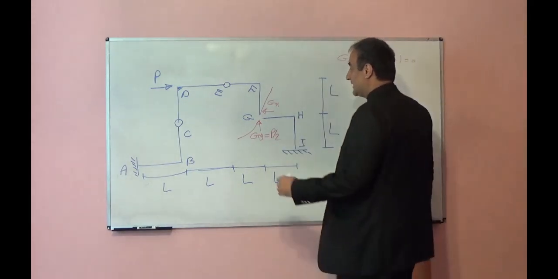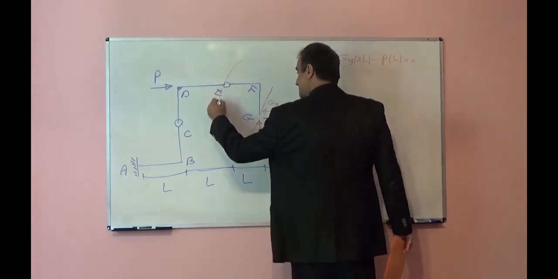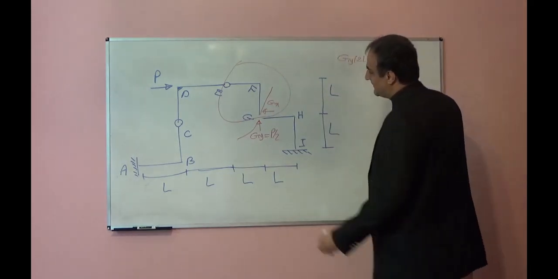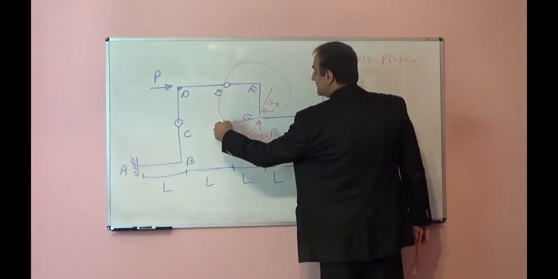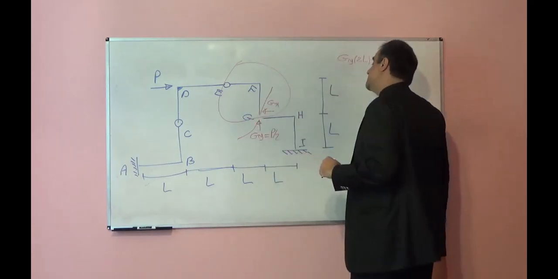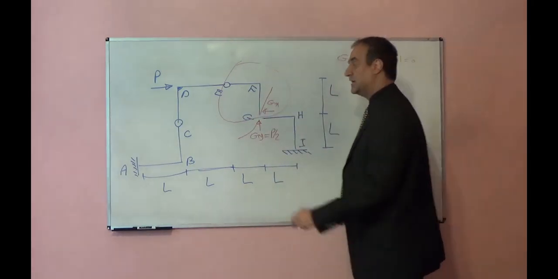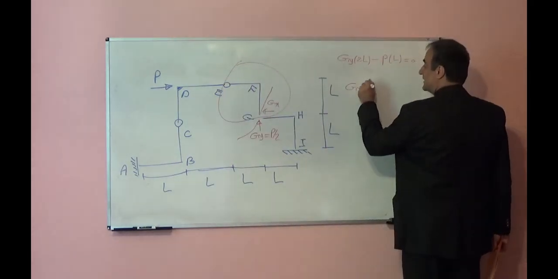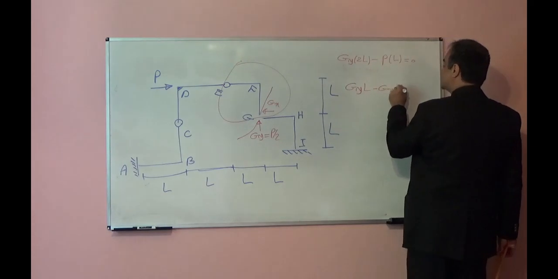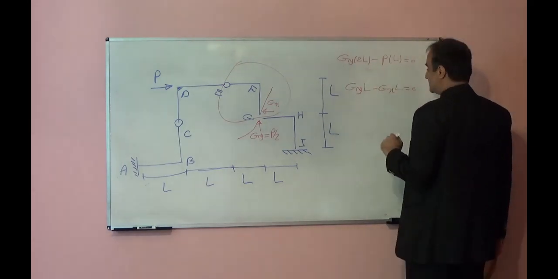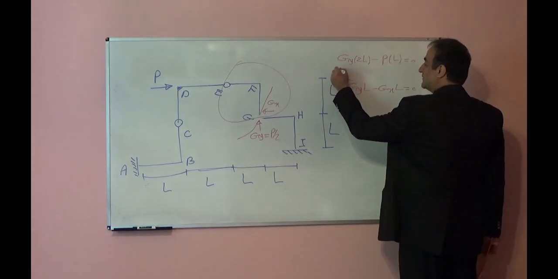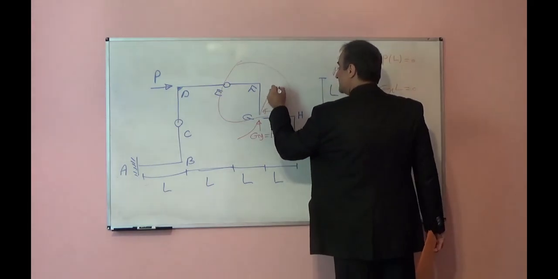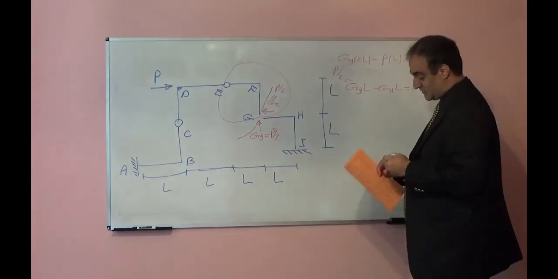Now, if I take moment with respect to this hinge for this part of the structure, what will I have? I will have Gy times L minus Gx times L is equal to 0, because moment at the hinge is equal to 0. Gy is P over 2, so Gx will be P over 2 as well.